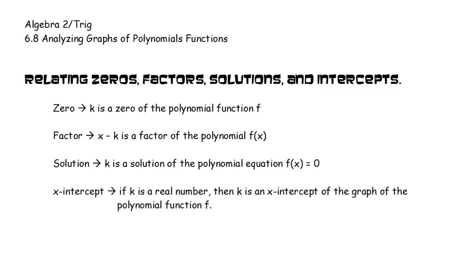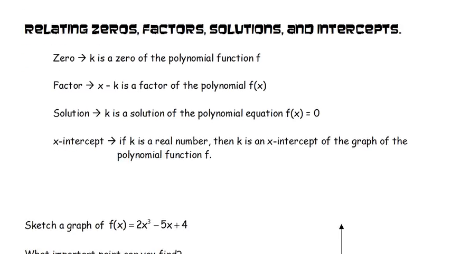Hello, today we are covering 6.8, Analyzing Graphs of Polynomial Functions. What we're going to talk about is relating the different pieces, so zeros, factors, solutions, and intercepts, which we kind of did yesterday when we talked about how to write equations in intercept form and in standard form. Remember, intercept form and factored form are the same thing.